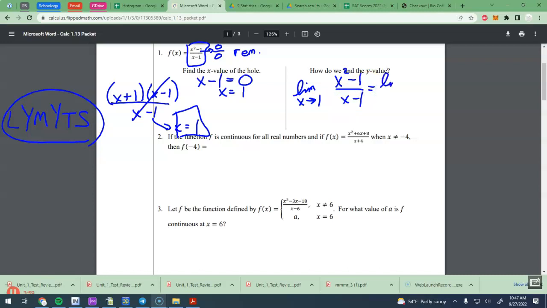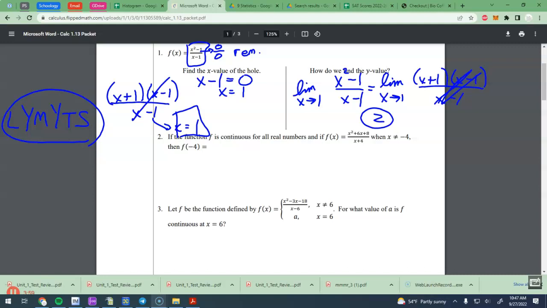So we'll get the limit as x approaches 1 of x plus 1, x minus 1 over x minus 1, cancel, cancel. I can plug 1 in there, and that's 2. So the x value comes from where the bottom equals 0, or later on we'll get these jump discontinuities. I'll go through a couple of those. And then the y value comes from the limit at that x value.